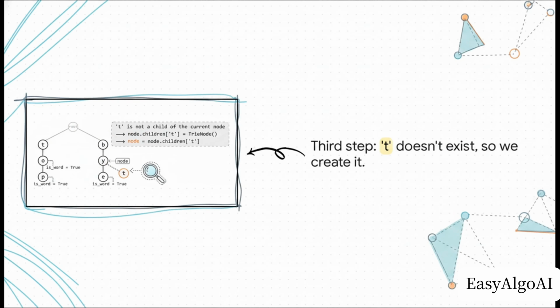But, eventually, paths have to diverge. We are currently sitting at node Y, and our next letter in byte is T. When we check Y's children, T isn't there, only E is. So we must construct a brand new tree node for T, add it to Y's children hash map, and then step our pointer right into this newly created node.